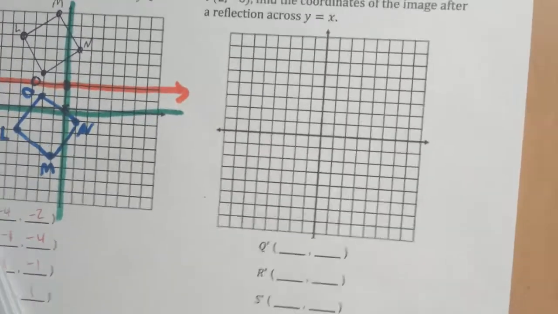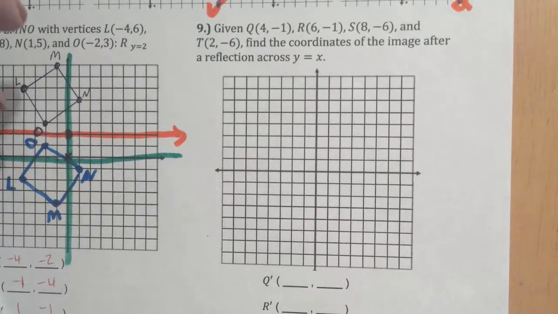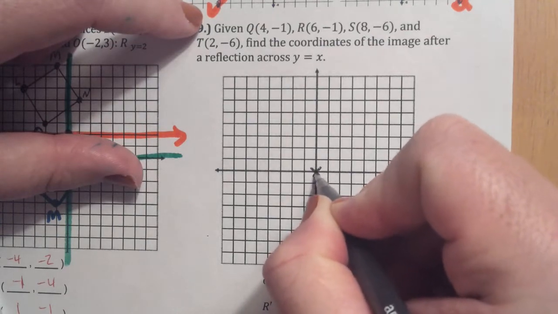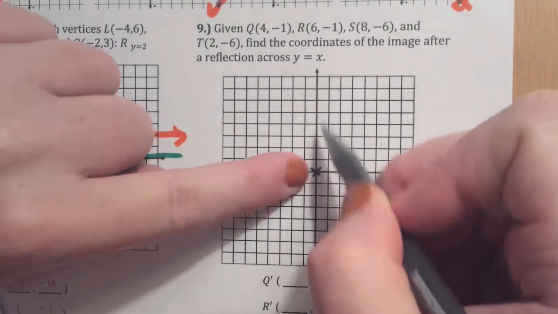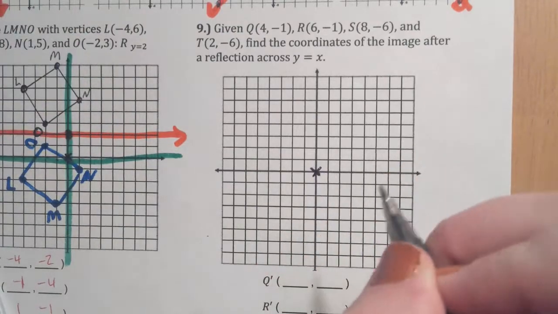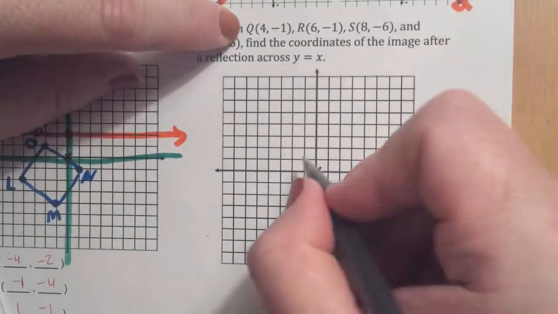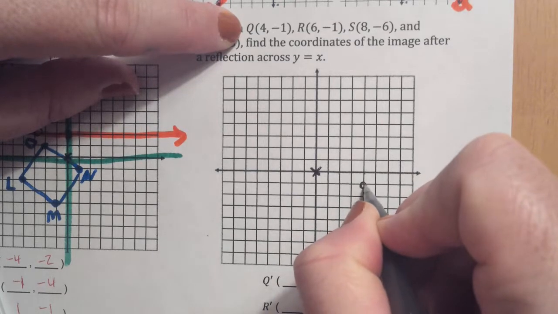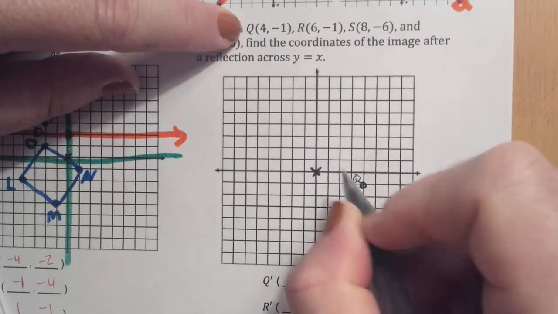All right, so number 9, let's go ahead and plot all the points. So here's my center, my real center right there. I like to put a little X there. That helps me stay a little organized. All right, so positive 4, then 1, 2, 3, 4, negative 1. That's my Q.